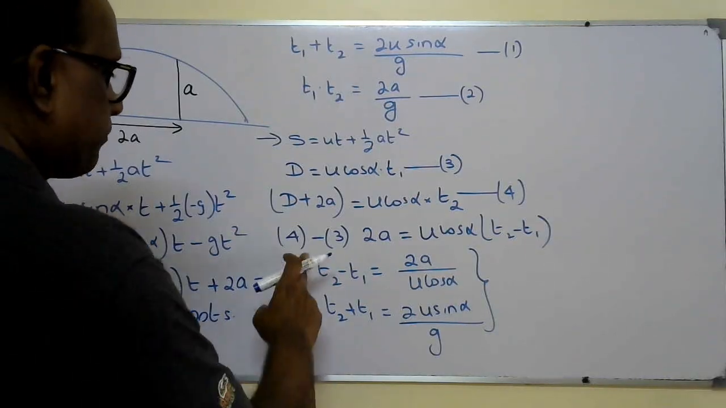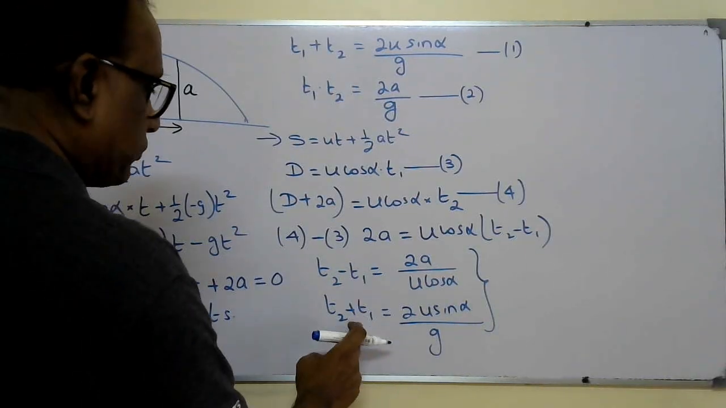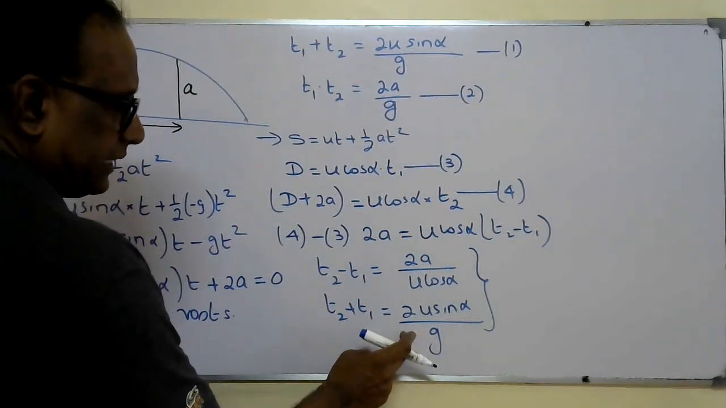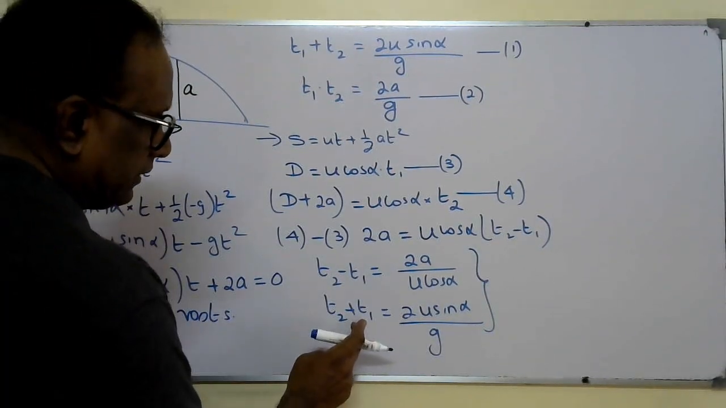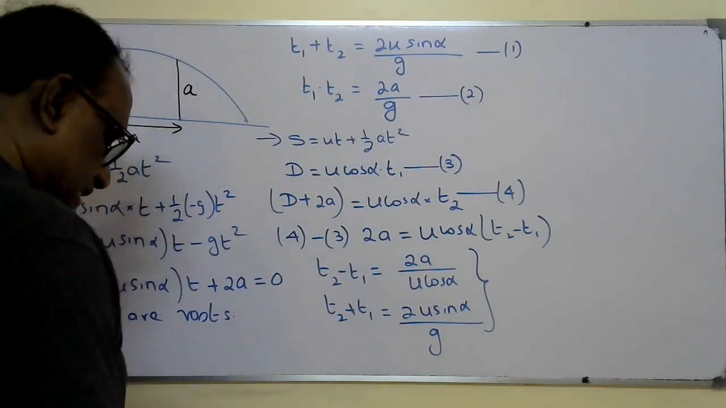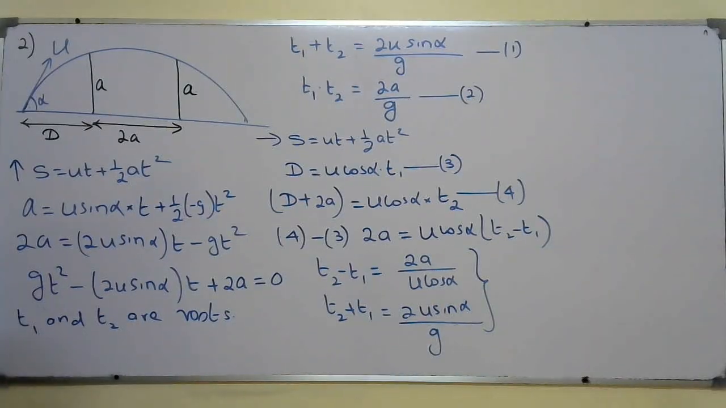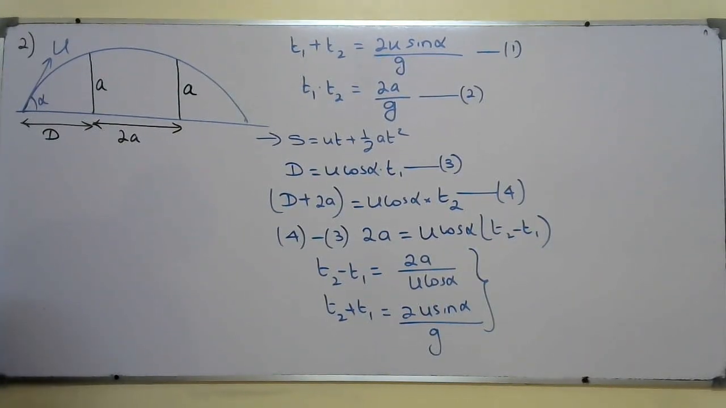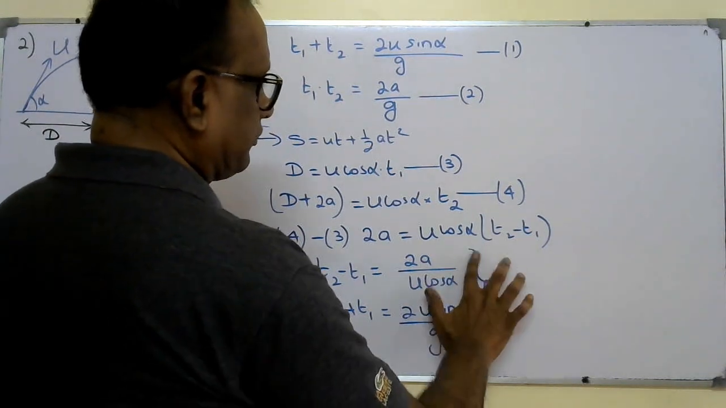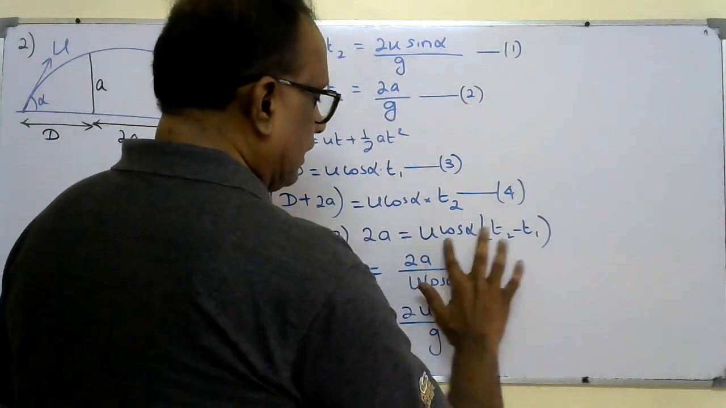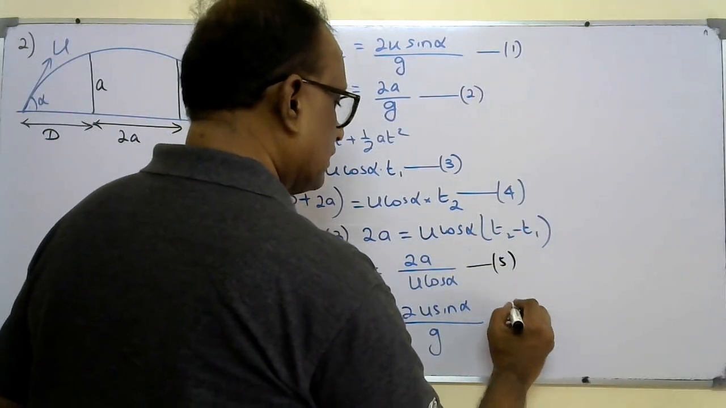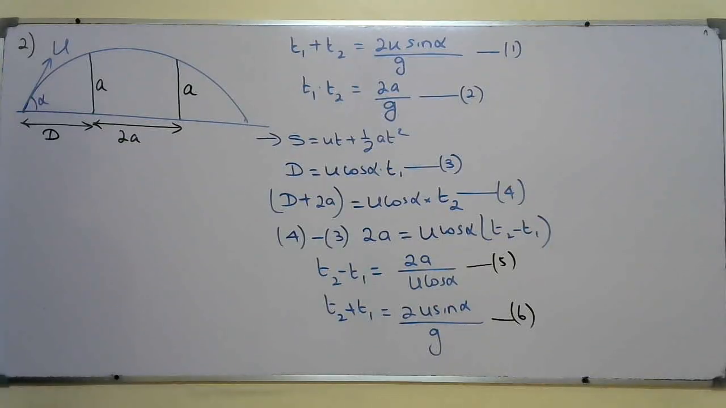Okay, we will continue. I need to find T1. So I'll subtract this minus this, so T2 will get cancelled. This equation minus this equation. I didn't put the numbers; if you want, I can put the numbers here. These are equations 5 and 6, so 6 minus 5.